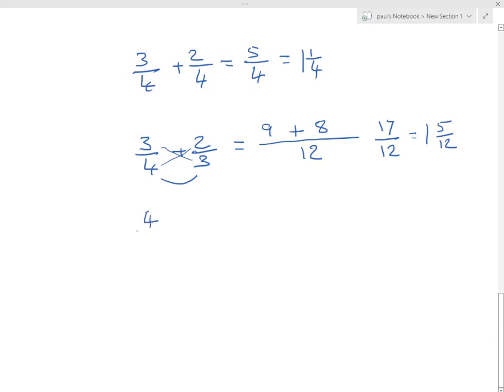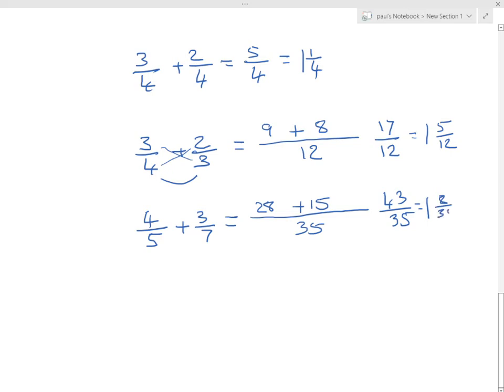Another one, 4/5, add 3/7. Okay, big long line, 5 7s are 35, cross multiply, 4 7s are 28, and 5 3s are 15, plus 15, and that's 38, 43, 43 over 35. So that goes into it once with 8 over 35. Can't simplify that, so there's your answer.